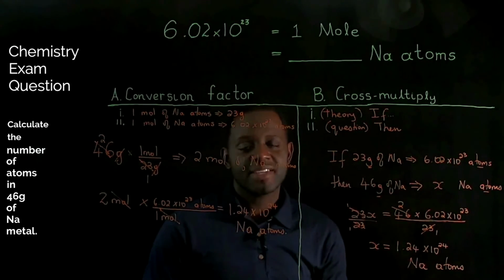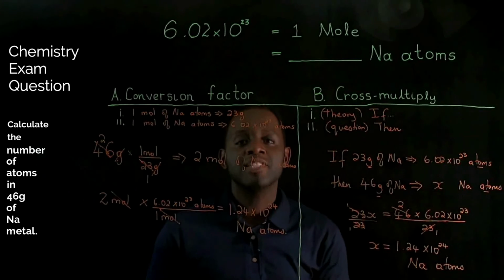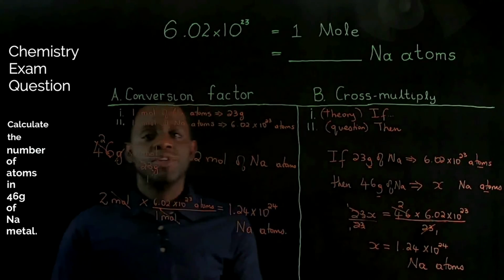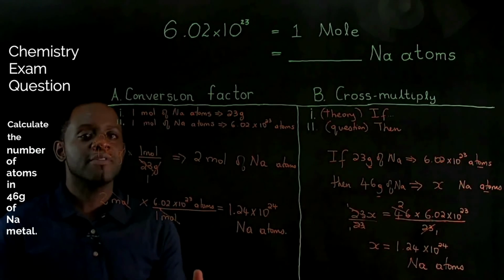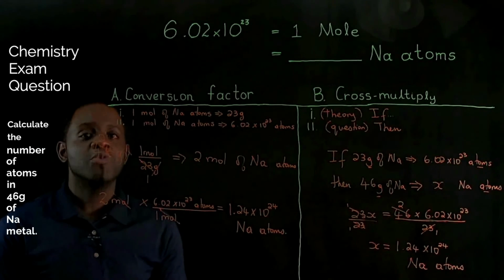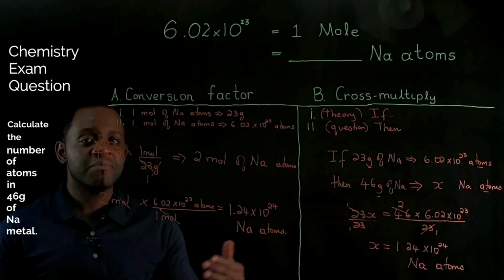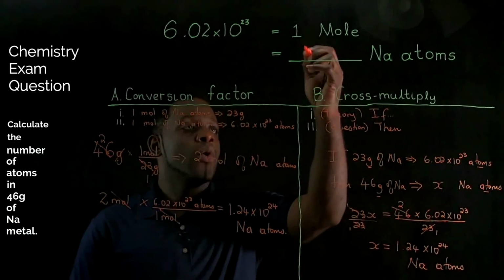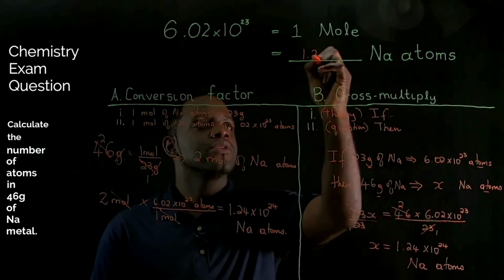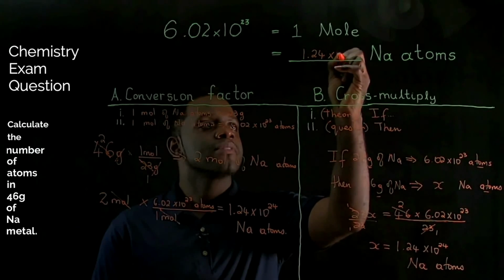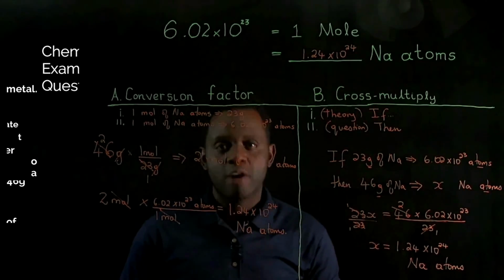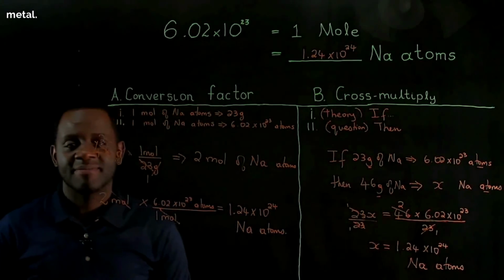Remember that mathematics is a language and there are multiple ways to solve these problems. But what we've used today are two of the well-known methods for mass, mole, number of particles conversions. And our answer is 1.24 times 10 to the 24th sodium atoms.